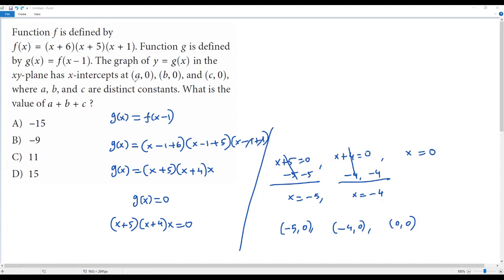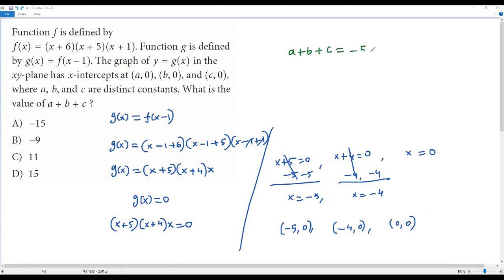But already we have the x-intercepts of the function g(x) over here. When I compare these three points with those three points, in the place of a we have −5, in the place of b we have −4, and in the place of c we have 0. And our aim is to find the value of a + b + c. Okay, let me find the value of a + b + c.